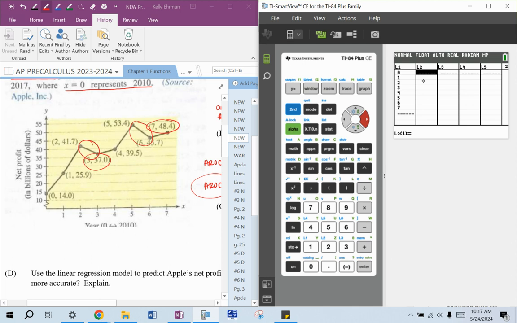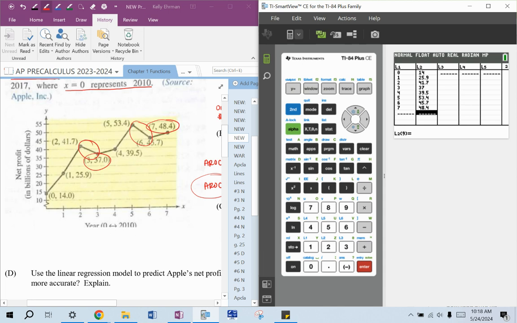All right, and then type in the Y values. Make sure you get the right ones corresponding to the points. So it's 14, 25.9. At 2, we're at 41.7. And then we go to 37 and 39.5. At 5, you're at 53.4. At 6, you're at 45.7. Last point is 48.4. All right, so enter the data into your stat edit.